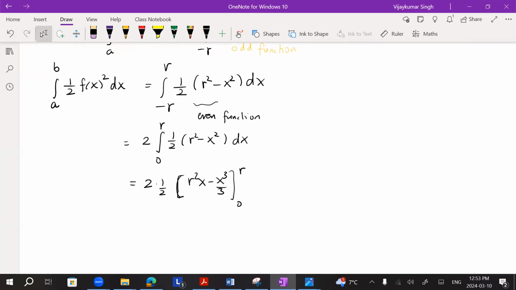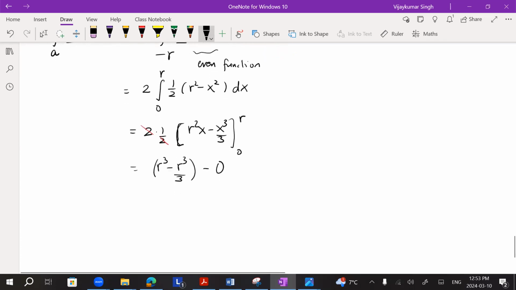And that can be seen as these two and two will half will cancel out. And we put the upper limit, we get r cubed minus r cubed by 3. And when you put the lower limit, it's 0. All of them are 0 essentially. So we get 2r cubed by 3.